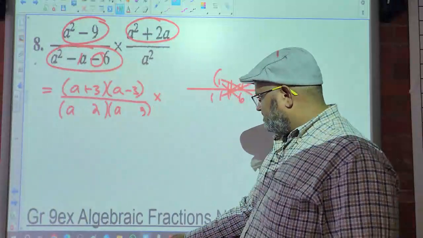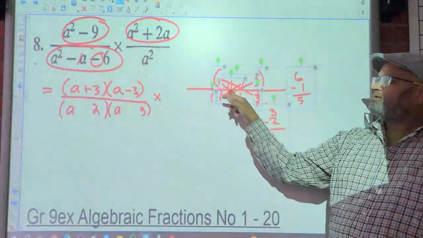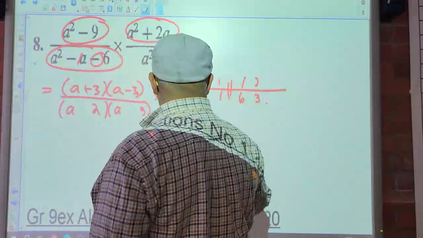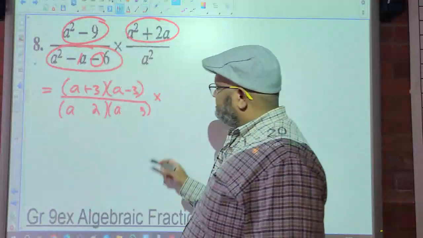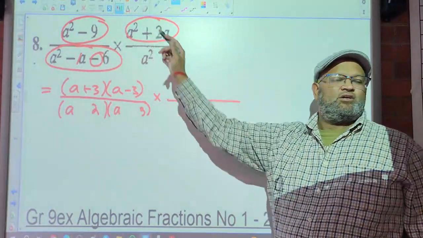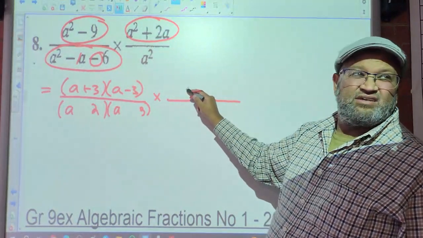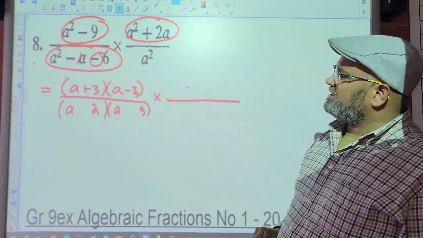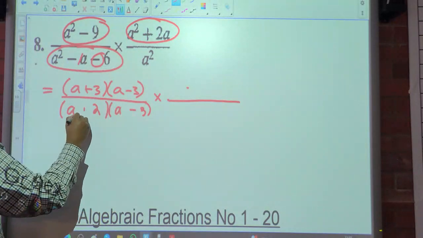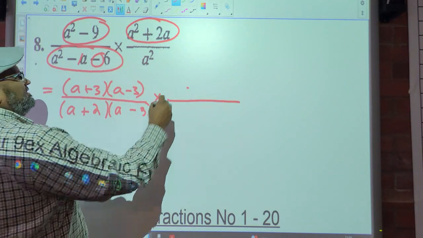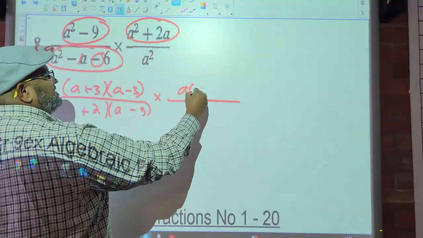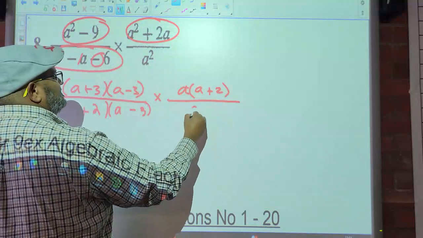Now. What is the factorization in this numerator? Sorry? Oh, my signs. Plus and minus. The bigger product must be minus. Thank you. So what can be done in the numerator? Common factor of a. What are we left with? A plus 2 over a squared.